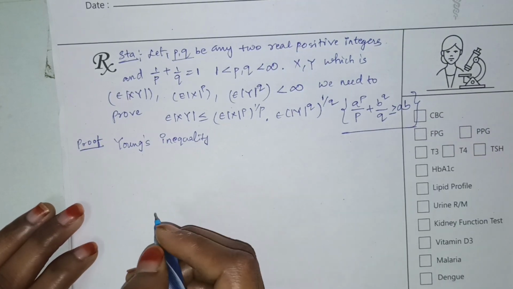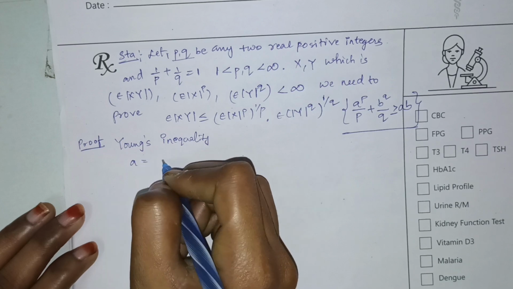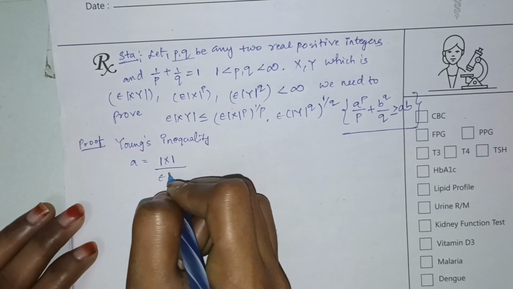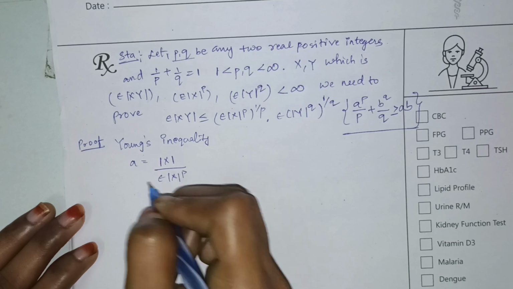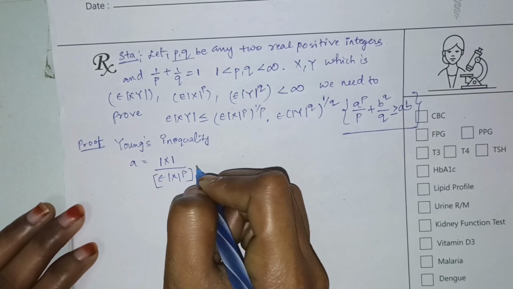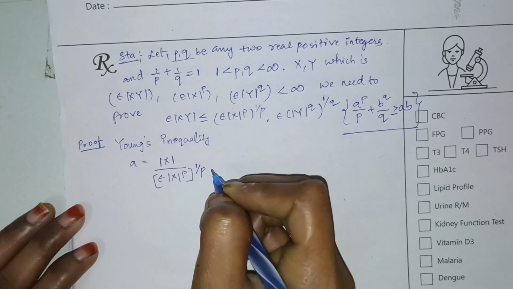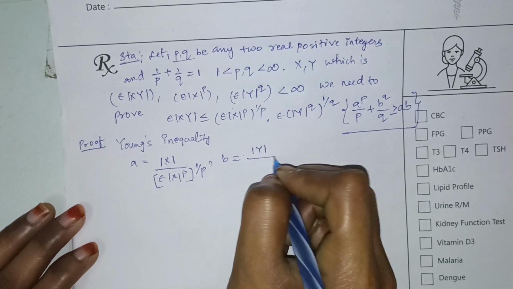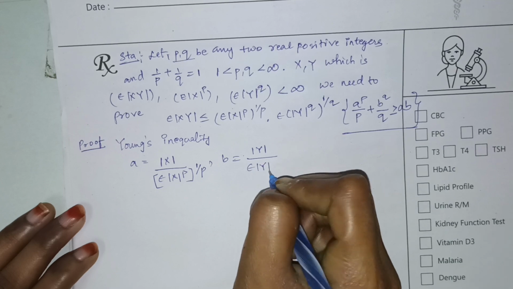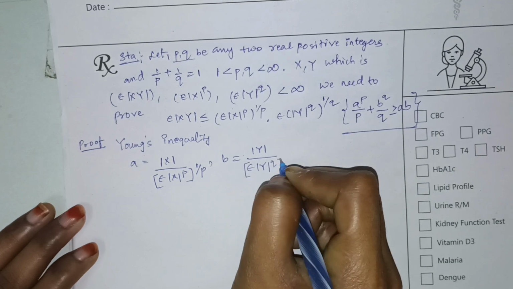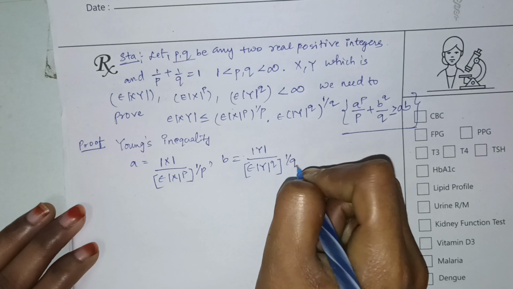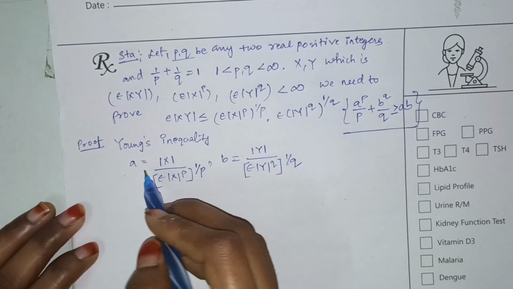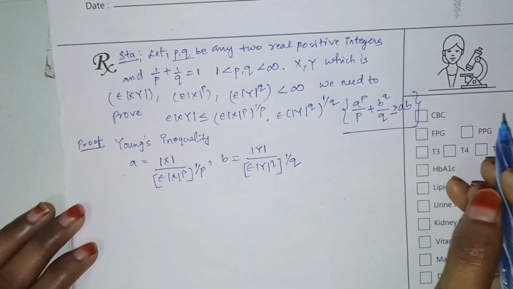Okay. Now consider that A has mod x divided by (expectation of mod x to the power of p) whole to the power of 1 by p, and B has mod y by (expectation of mod y to the power of q) whole to the power of 1 by q. Consider A and B values as this. Now substitute these values in the above Young's inequality.